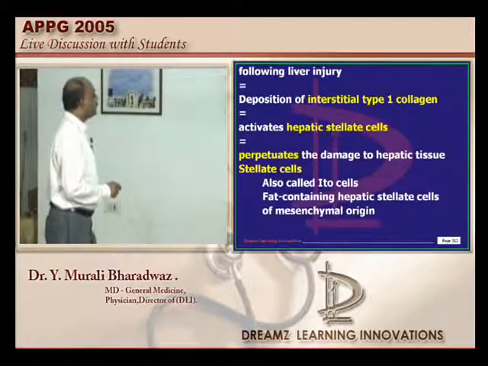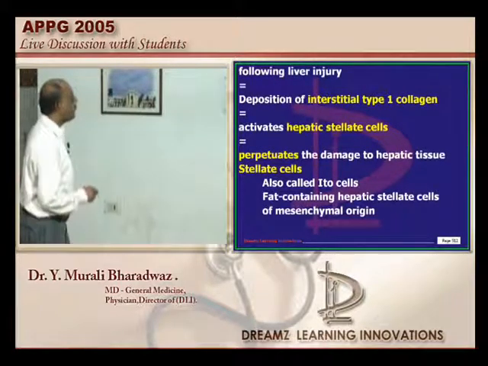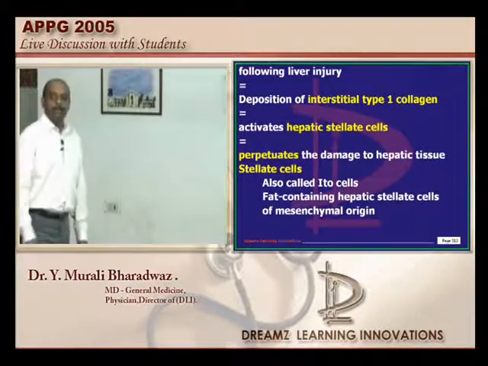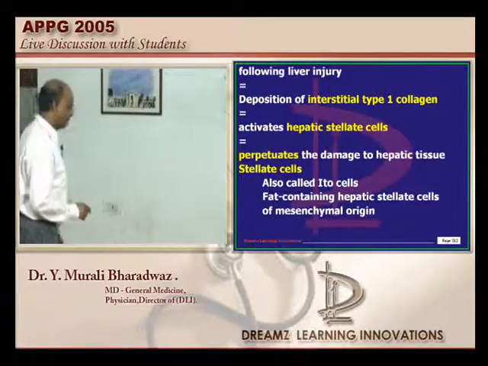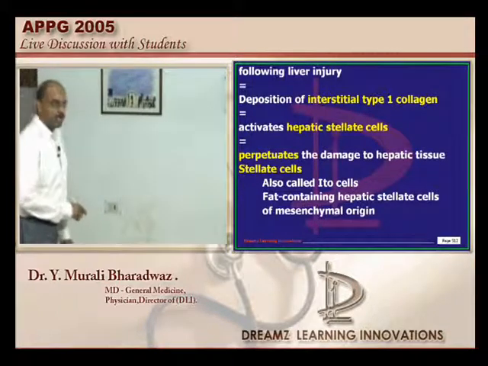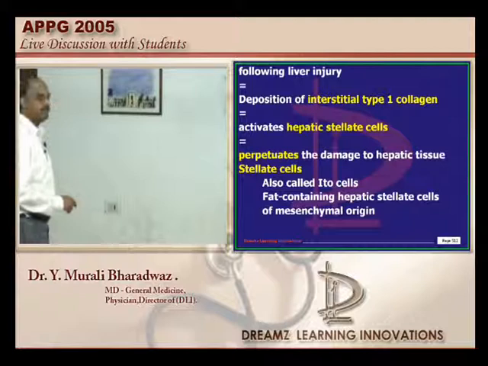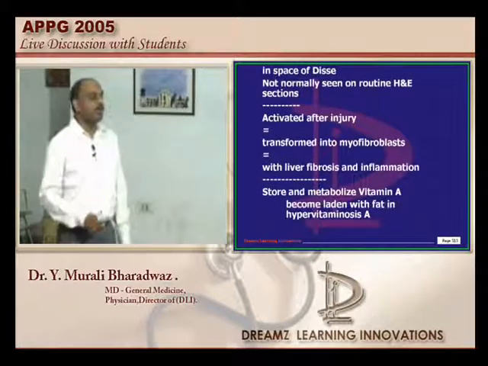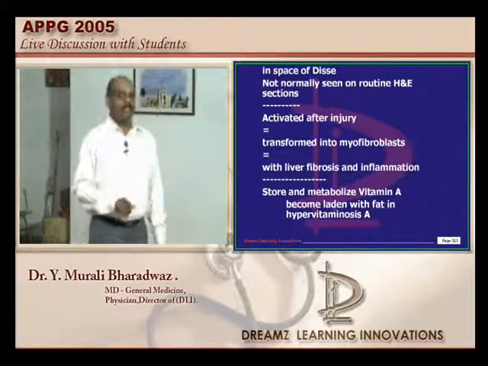So following liver injury, the interstitial type 1 collagen will be activating the hepatic stellate cells, which will be perpetuating the damage of the hepatic tissue. The stellate cells are also called Ito cells, is what needs to be remembered. So they are the ones which will be laying down the collagen. And they also store vitamin A, is what needs to be remembered.